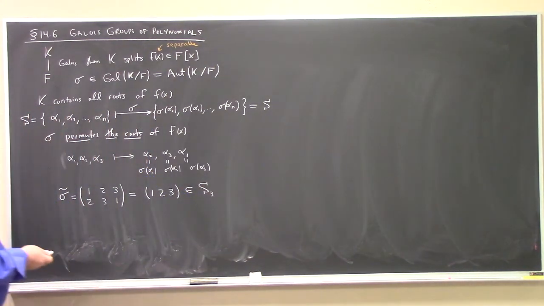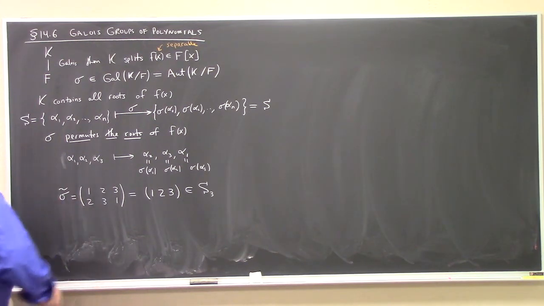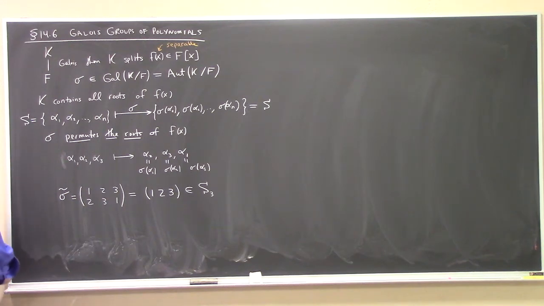Okay, so the point is, if you enumerate the roots of the polynomial which you split as 1 through n, then since any automorphism permutes the roots, there's a natural permutation in Sn which corresponds to the automorphism sigma. And I've called it sigma tilde.